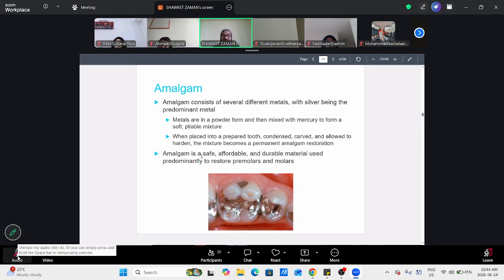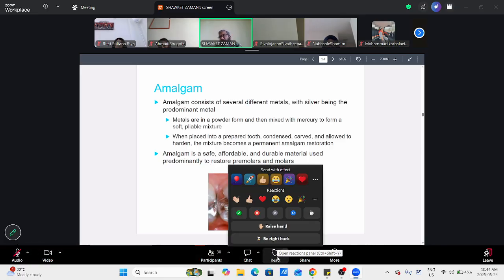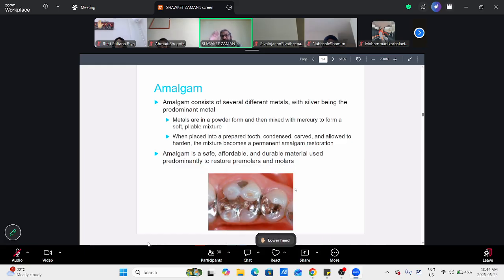Amalgam is safe, affordable, cheap, and durable, and it is predominantly the restorative for the premolars and molars. The material is used only for posterior teeth, the premolars and the molars. We are not using it for the anterior teeth.